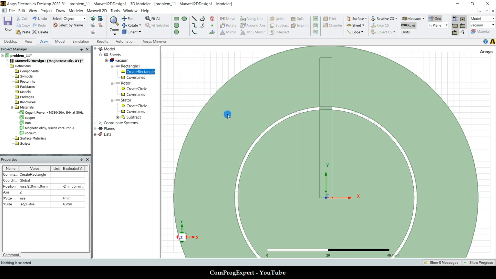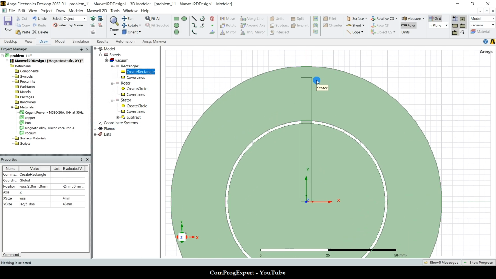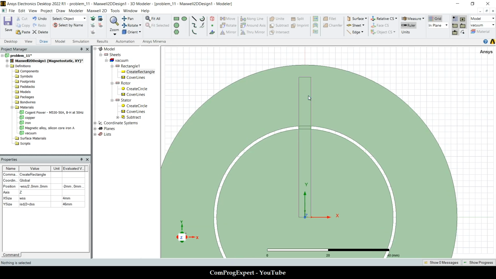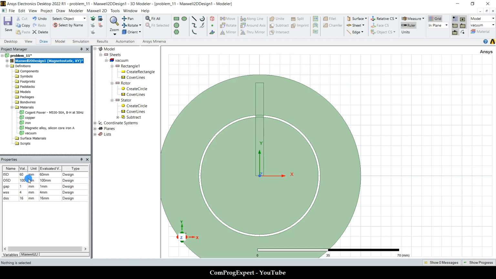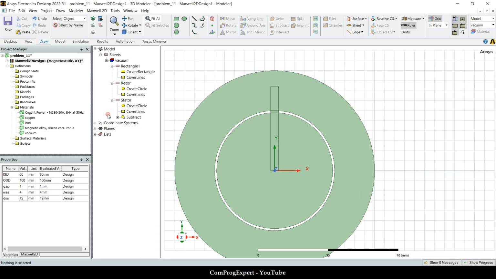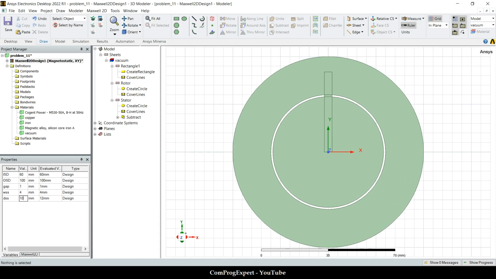Let's check. Here I used these two numbers to draw this rectangle. And here, let me reduce the depth of the stator slot to, let's say, 12, or even a lower number, 10. 10 is good.